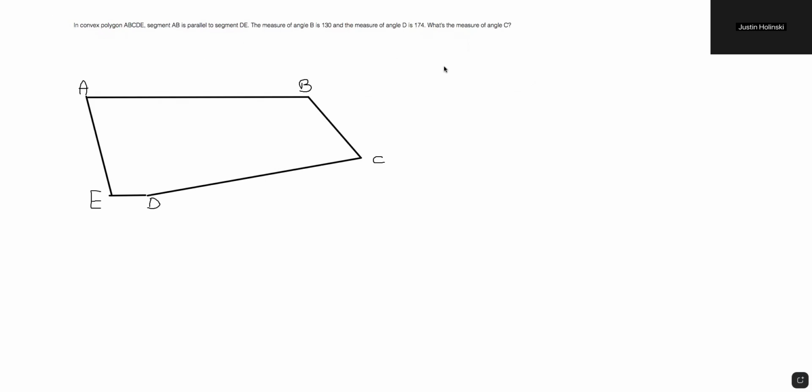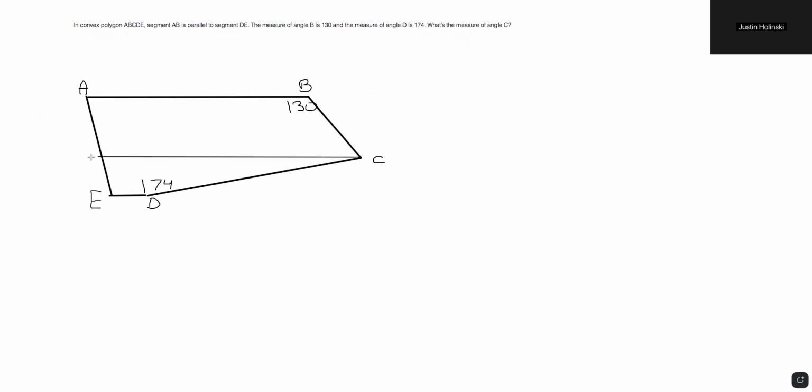All right, so in this problem, we have a complex polygon, and we know that we have two parallel segments. Angle B is 130, and angle D is 174. We're trying to find the measure of angle C, which is right here. Normally we might be tempted to think, well, it's a pentagon, so the angles would all add up to 540. That's actually not the approach we want to use in this situation.